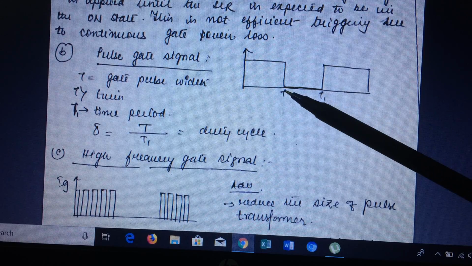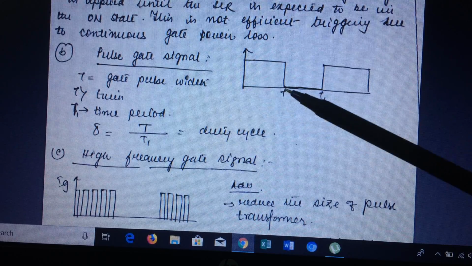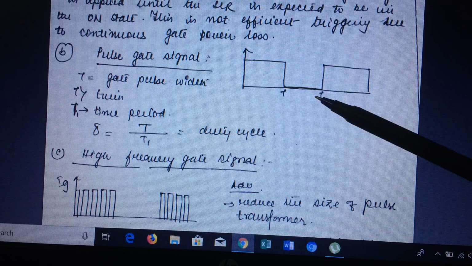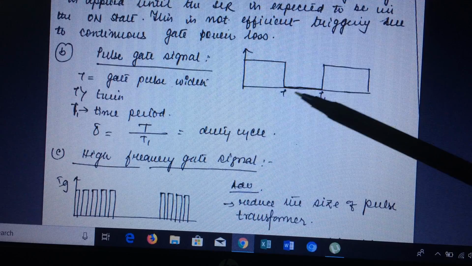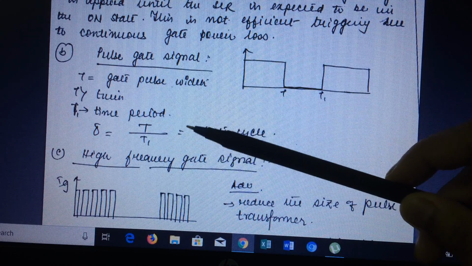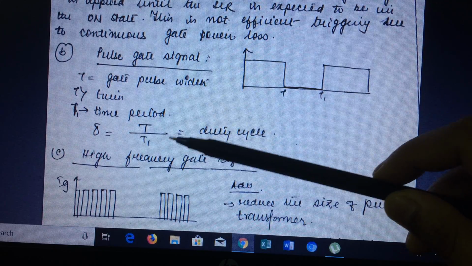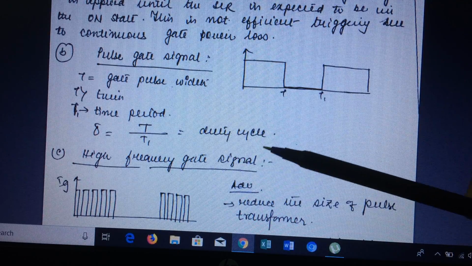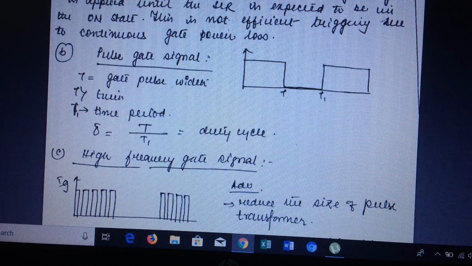So what is t? T is the gate pulse width, I mean this total is the width. Now t1 is the time period. So what is the duty cycle? The duty cycle is t upon t1, where t is the total width of the gate pulse and t1 is the time period. So by changing the duty cycle we can turn on the thyristor at different intervals of time.